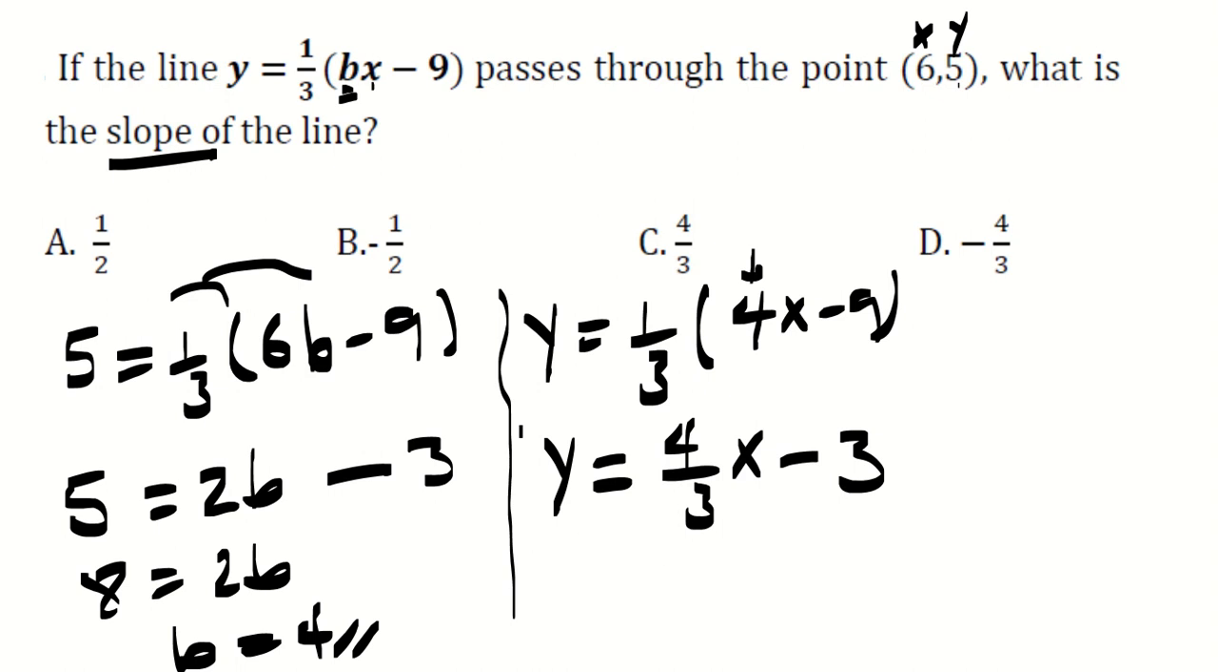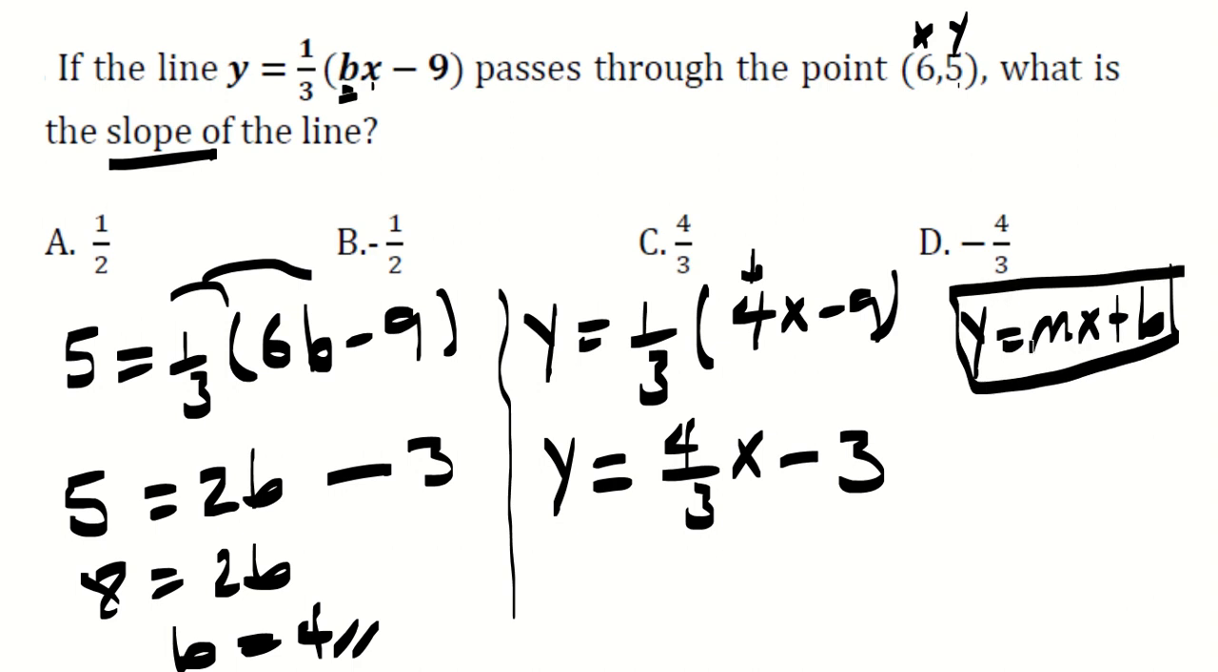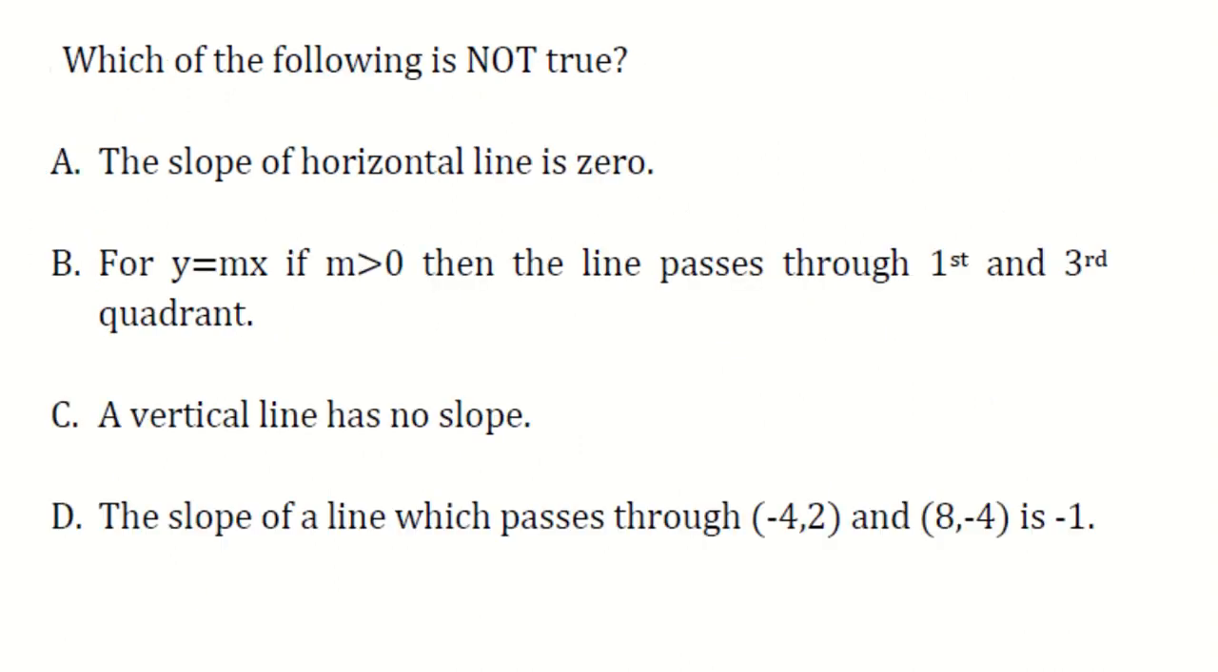So now it's written in slope intercept form, y is equal to mx plus b. It's written in that form. So the coefficient of x necessarily will be the slope. So the slope will be 4 over 3. It's positive, not negative. So the answer will be C. Very good. Let's continue. The next question says, which one of the following is not true?